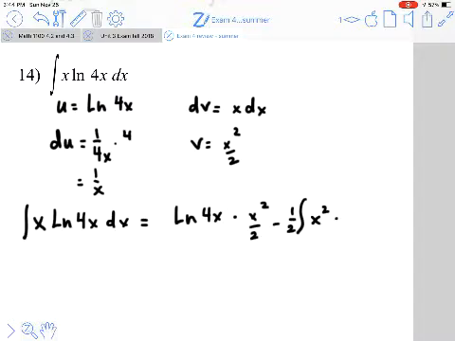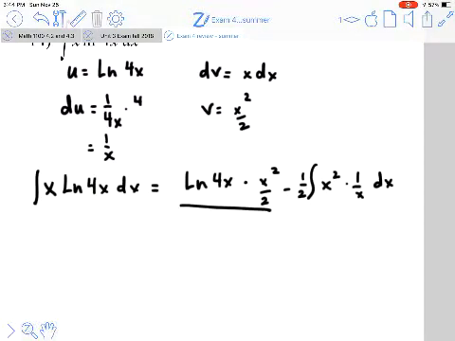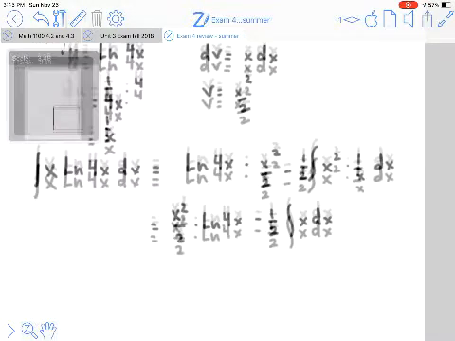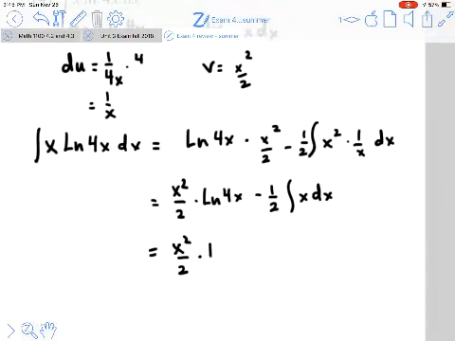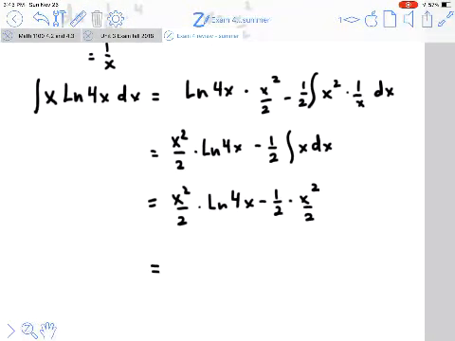So there's v times du. Du is 1 over x dx. With this expression, again, there's not much that can be done. I'm just going to write the x squared over 2 in front of the natural log. So we've got x squared over 2 times the natural log of 4x minus 1/2 times the integral of x squared times 1 over x, which is just x. And then the antiderivative of x is x squared over 2. We can multiply the 1/2 there with the other 1/2 and we get a 1/4, or x squared over 4.